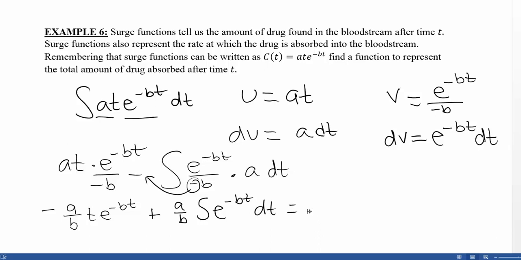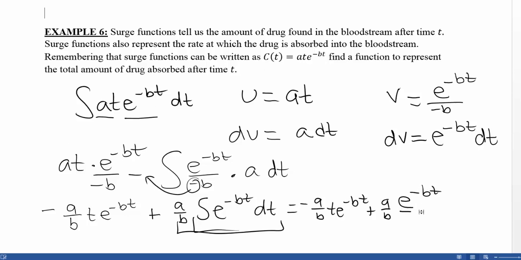So the first term, again, is going to stay the same here. So negative a over b t e to the negative bt plus a over b. Now I want to find the antiderivative of e to the negative bt. So that's e to the negative bt over negative b. So again, when we take the antiderivative, another negative b comes out.